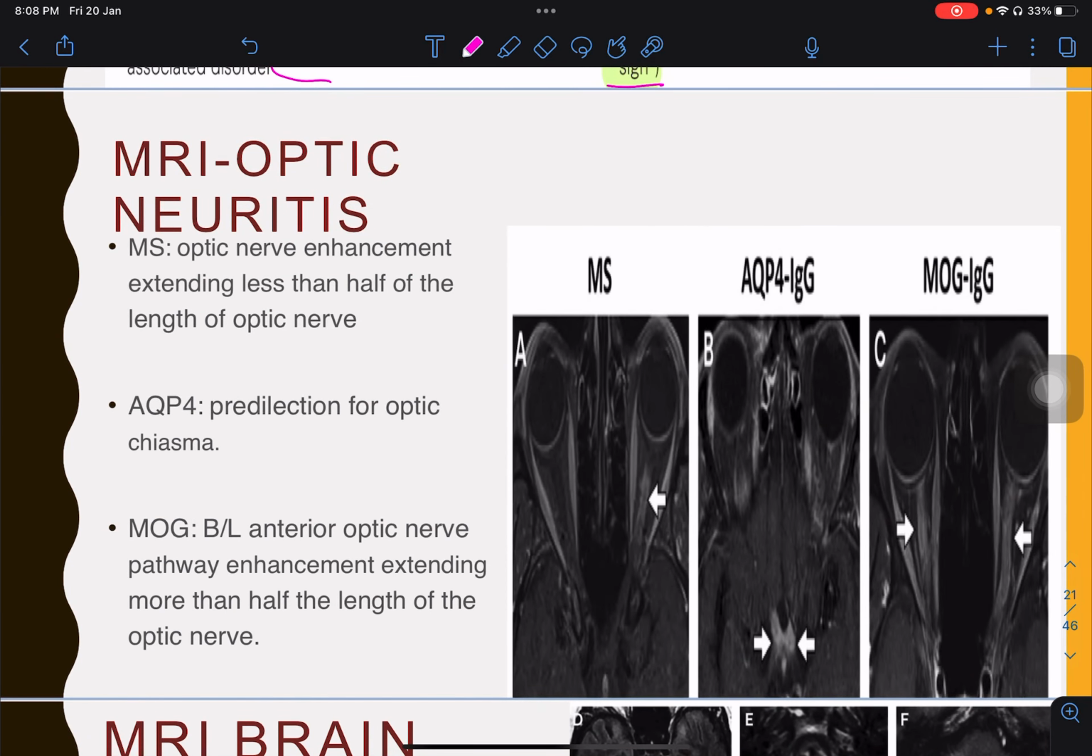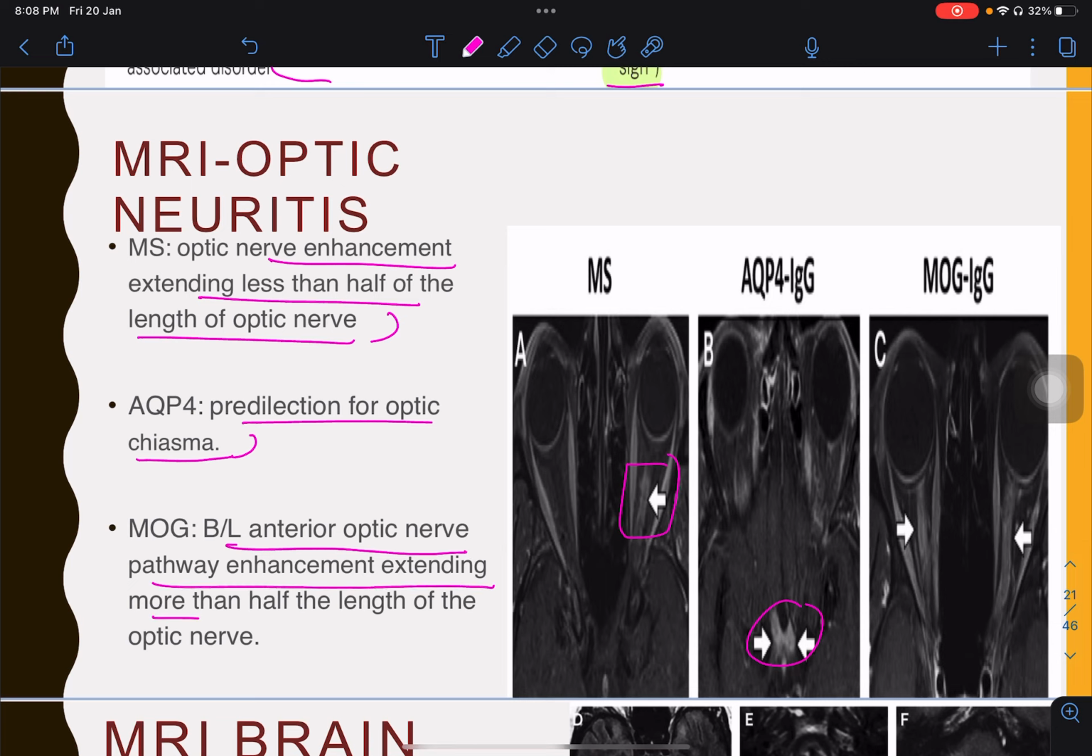So what are the MRI optic nerve findings in MS, NMO, and MOG? We'll compare that. In MS, there is optic nerve enhancement extending less than half of the length of the optic nerve. So less than half of the nerve, that is MS. Predilection for the optic chiasm, that is NMO. Here, the chiasm. And here, it's MOG: bilateral anterior optic pathway involvement extending more than half of the length.